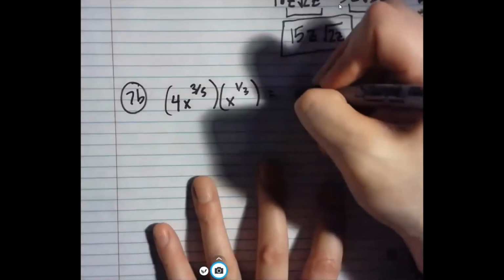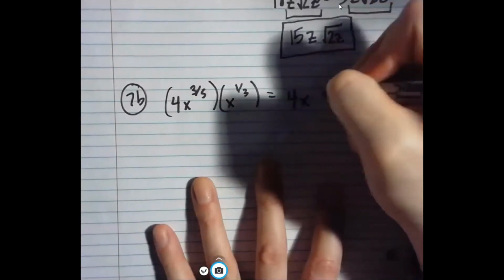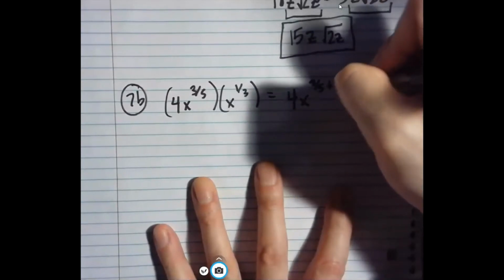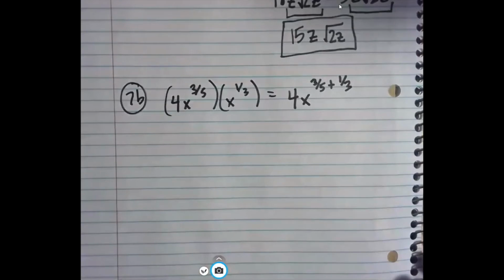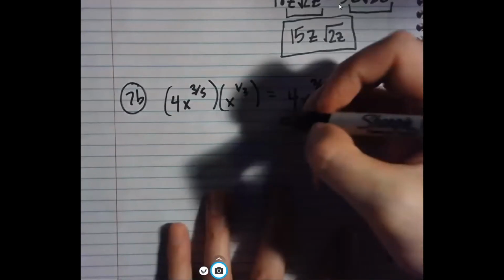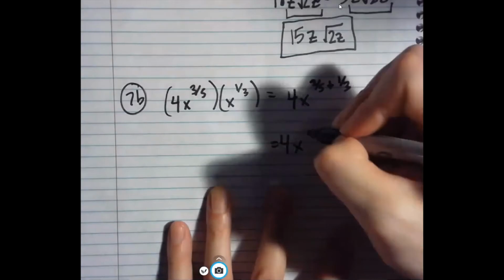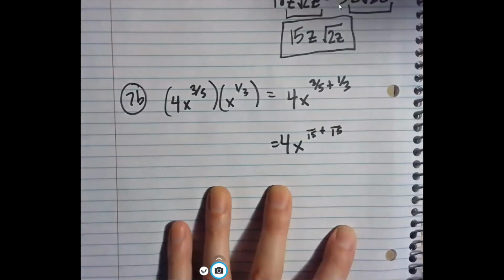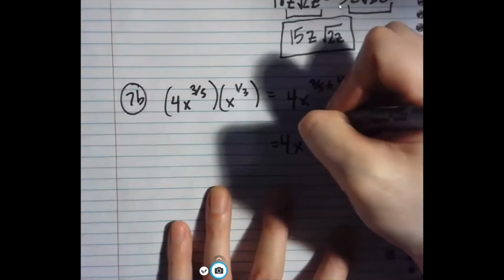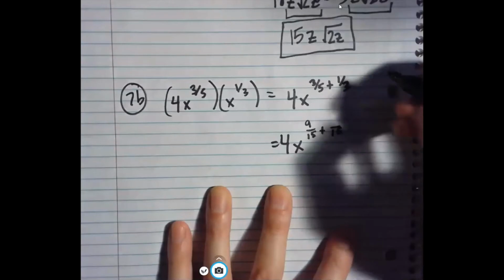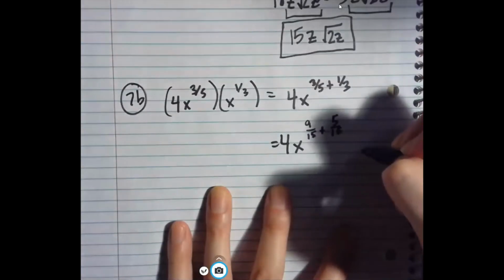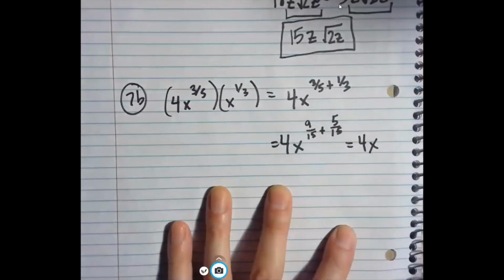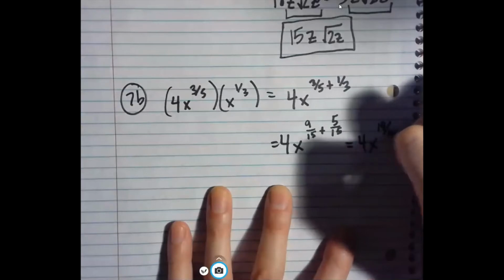So, well, let's first rewrite it like this. Let's do 4x to the 3/5 plus 1/3. And whenever we add 3/5 plus 1/3, we're going to have to write both of those with a denominator of 15. All right, multiply the top and bottom by 3. 3/5 is 9/15. Multiply top and bottom by 5. 1/3 is 5/15. So add that together. 9/15 and 5/15 would be 14/15.